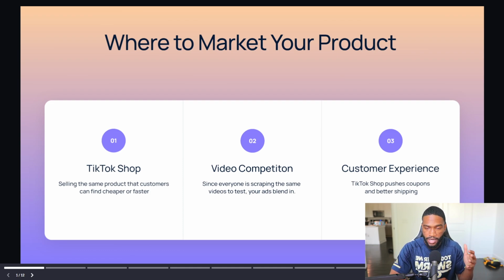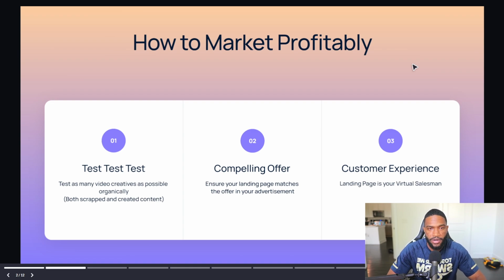So meaning they're going to have customer support. They're going to have a lot of things that established businesses would have, but on TikTok Shop where they're constantly interacting anyway. Now, how to market profitably.